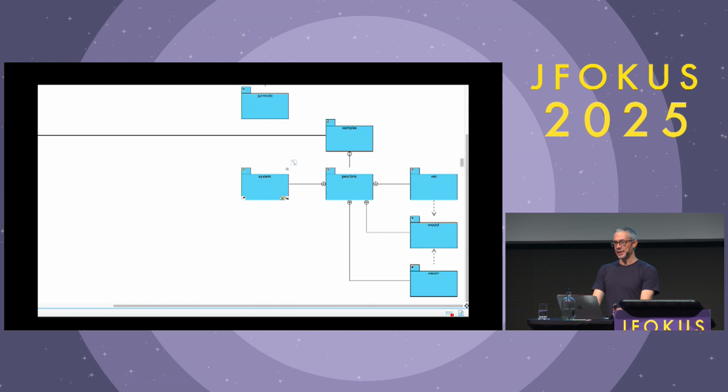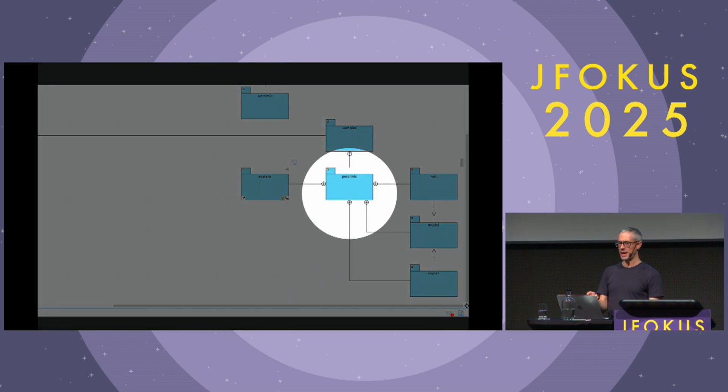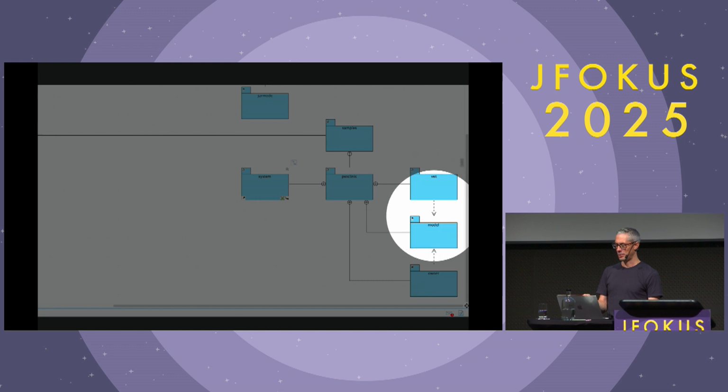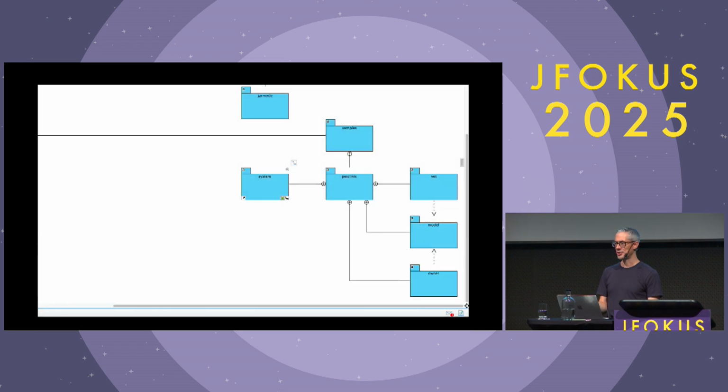So what about doing this on a package by package basis? Well, in this particular example, we've got the Spring Pet Clinic package, and then under that is a vet package, a model package, and an owner package. Is that useful? No, because there's lots of code inside those packages. So just having a package diagram is not particularly useful in most cases.